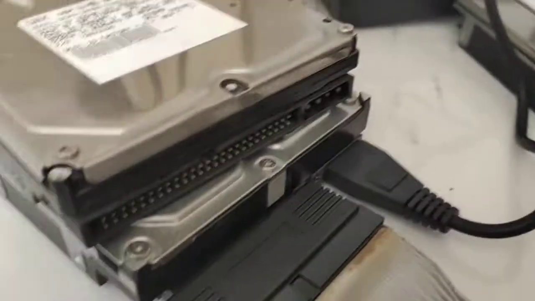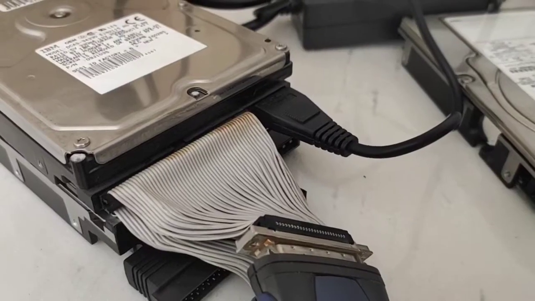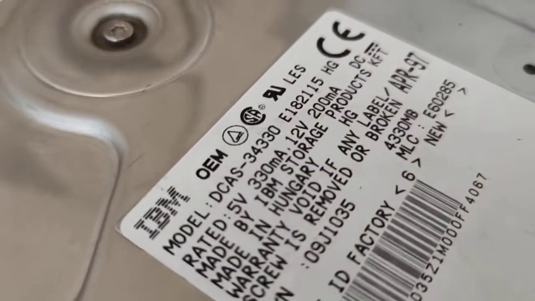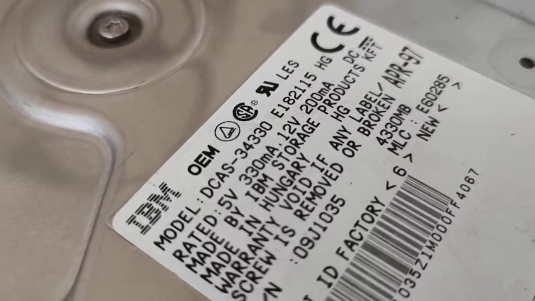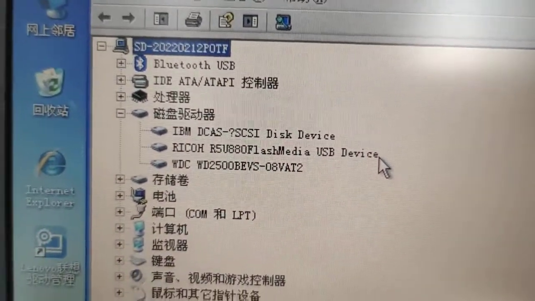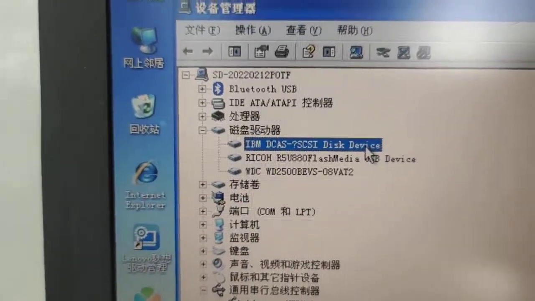Then I will test the last one, which is 50 pins. The last one is a 50 pin SCSI hard disk, and you can see here the model is IBM DCS. Also in my computer you can find the same one, IBM DCS. That means it is working well.